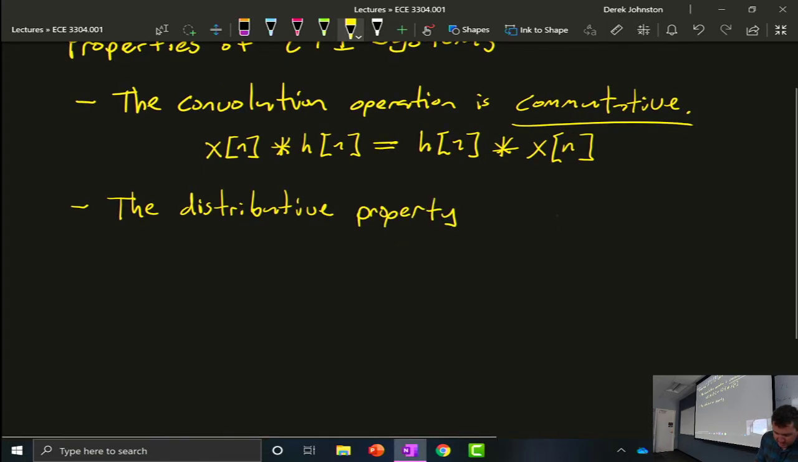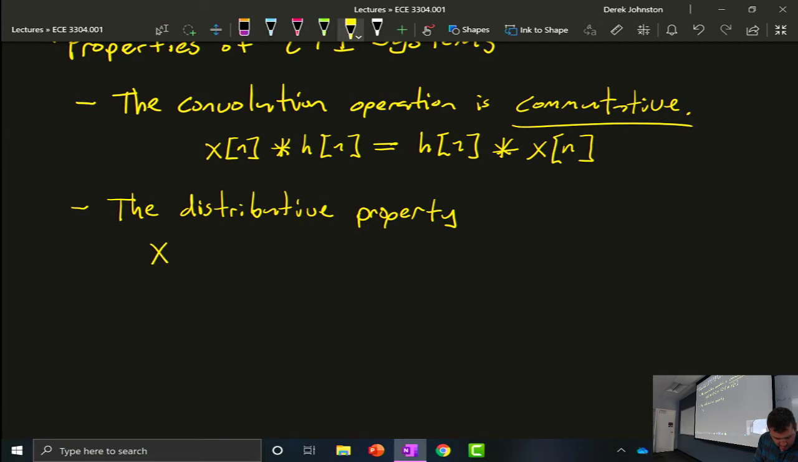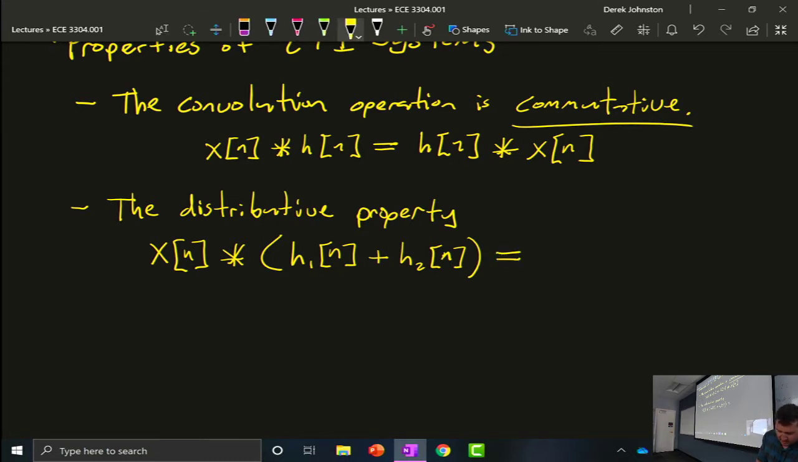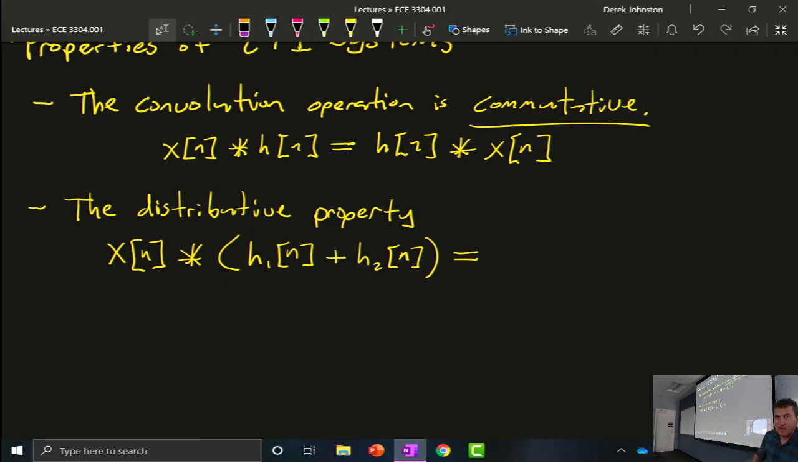The distributive property says that if I take x of n and I convolve it with the sum of two impulse responses, h1 of n plus... I almost called it h of n or h2 of n, because I teach 2372 right before this class. We distribute, right? Just like high school algebra class.